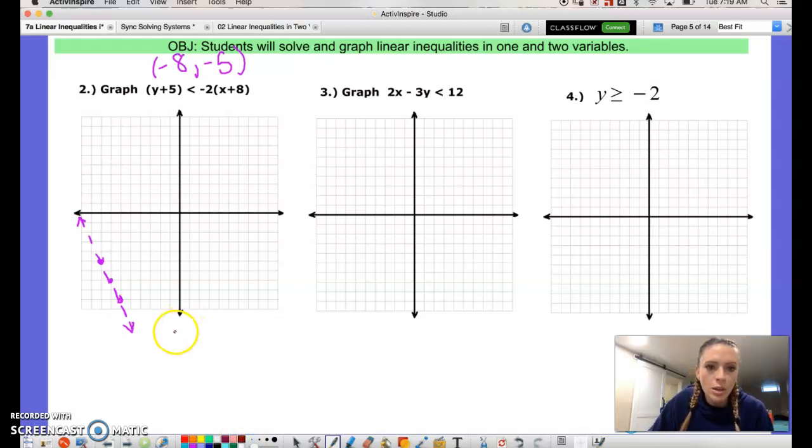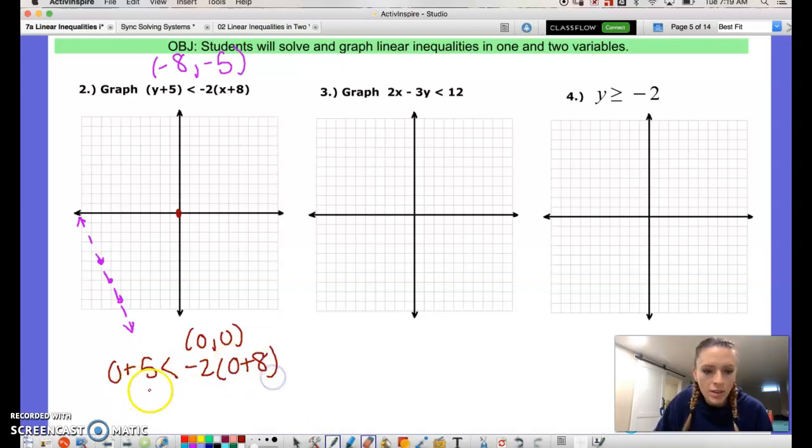And now we want to test a point, and I can see 0, 0 is way out here, so that's a good point to test. So let's do 0, 0. When we have 0 plus 5, 0 plus 5 is less than negative 2 times 0 plus 8. So on the left-hand side here, we get 5 is less than 8 times negative 2, which is negative 16. Is this true? No, it's not. It's false. So there are no solutions on this side. So we need to go ahead and shade in the other side.